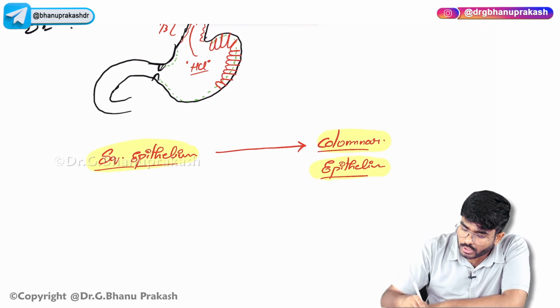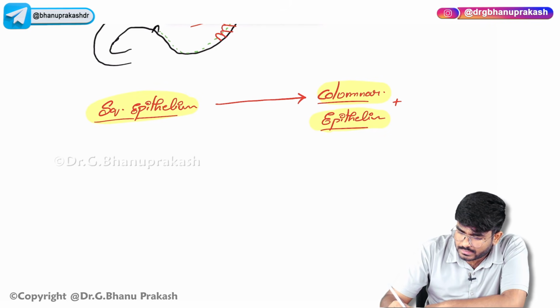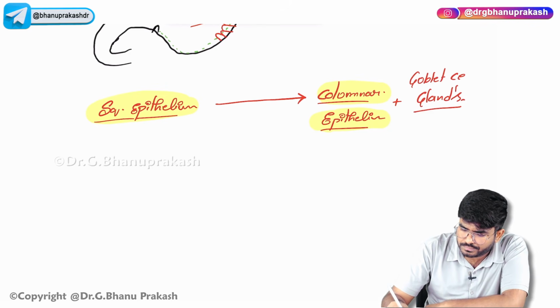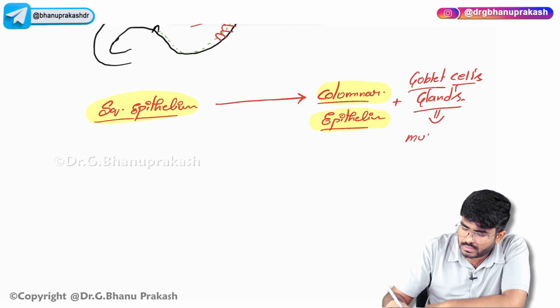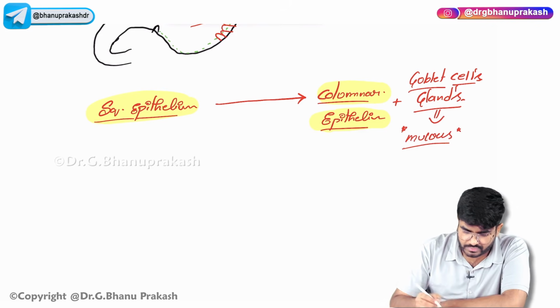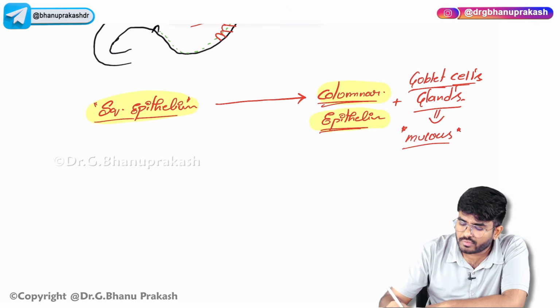Not only columnar epithelium, but it will also develop goblet cells. So what are the goblet cells? They are the mucus producing glands. So what happened at the end of the day? The squamous epithelium is changed into the columnar type of epithelium along with the goblet cells.